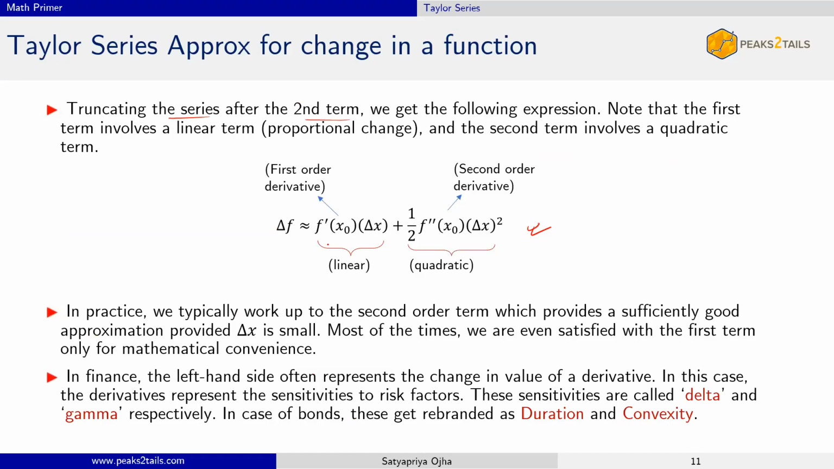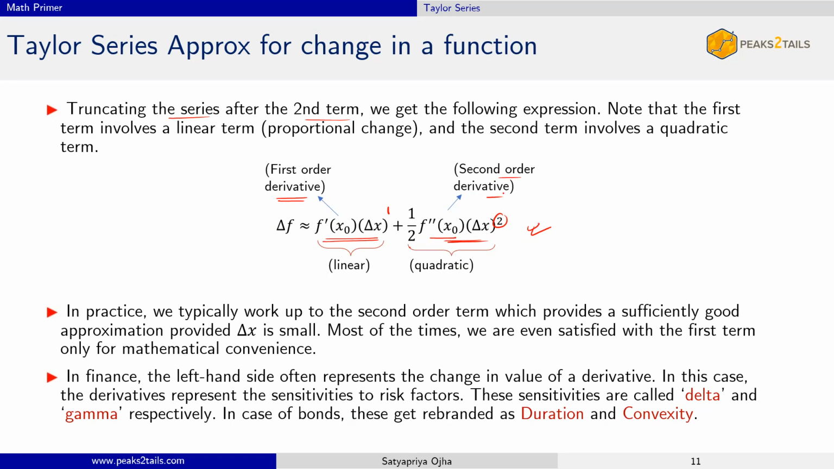Note that this is the linear term, okay? And this is the quadratic term. Why? Because this has a power of 1, this has a power of 2. So this is the linear term, this is the quadratic term. Coefficient of the linear term is the first order derivative of the function. Coefficient of the quadratic term is half times, don't forget the half, second order derivative of the function.